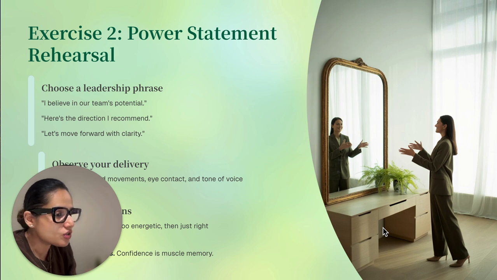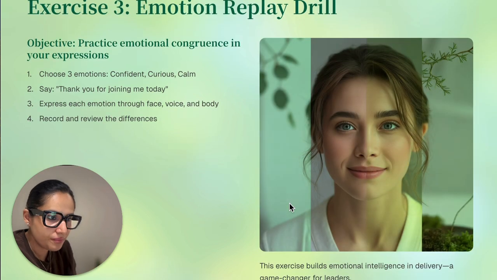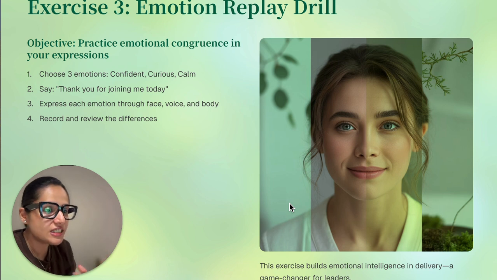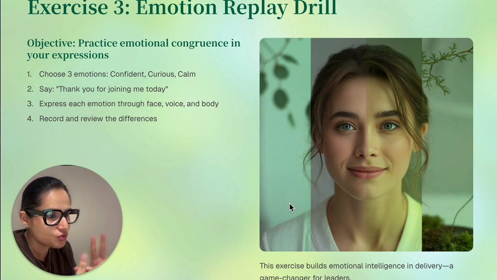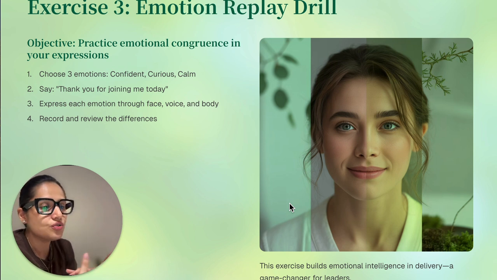Next, we move on to the emotional replay drill, which is exercise number 3. The objective here is to practice emotional congruence in your expressions. This one's fun and it's surprisingly insightful. So choose 3 emotions. This is just an example: you can choose to be confident, curious, and calm.